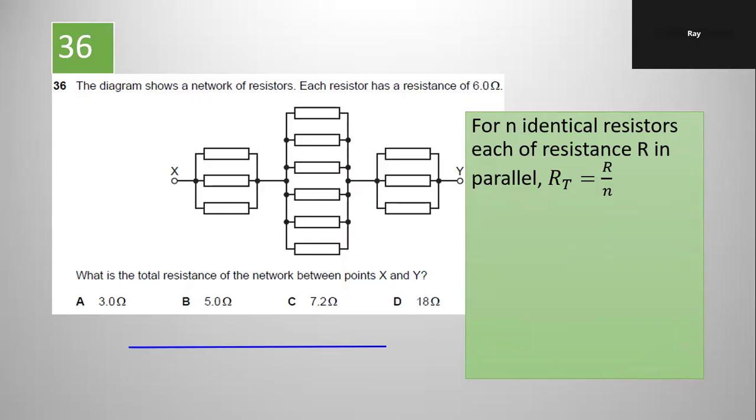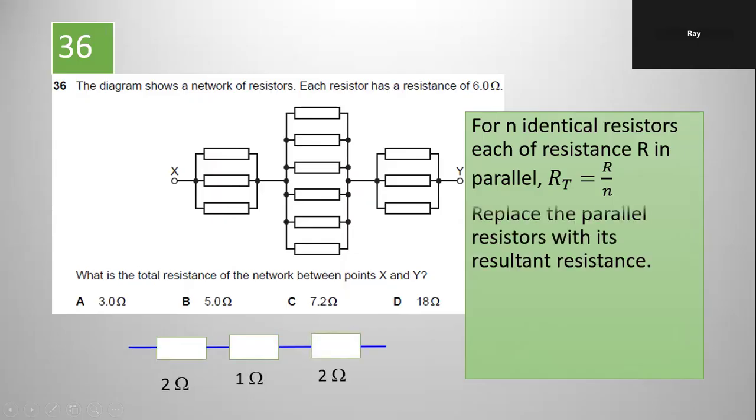First one, 6 divided by 3, is it? This one, 6 divided by 3. This one, 6 divided by 6. 6 divided by 3. Then replace it. Replace with 1. Replace with 1. Replace with 1. Then add them up. Like that. 2 ohm. 1 ohm. 2 ohm.